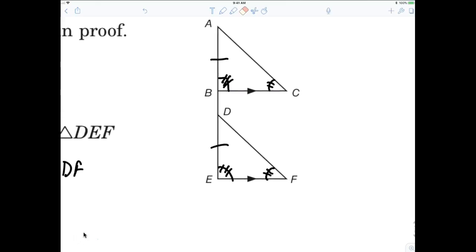This angle right here, even though she didn't say it properly, I'll give her credit. That angle and that angle, FDE, is congruent to angle A by CPCTC. No matter what way you do it, it has the transversal and you have the two lines.